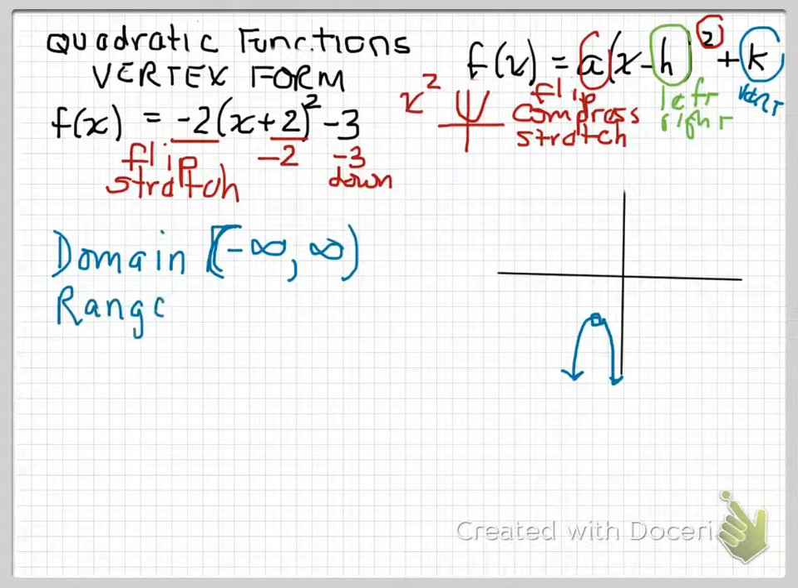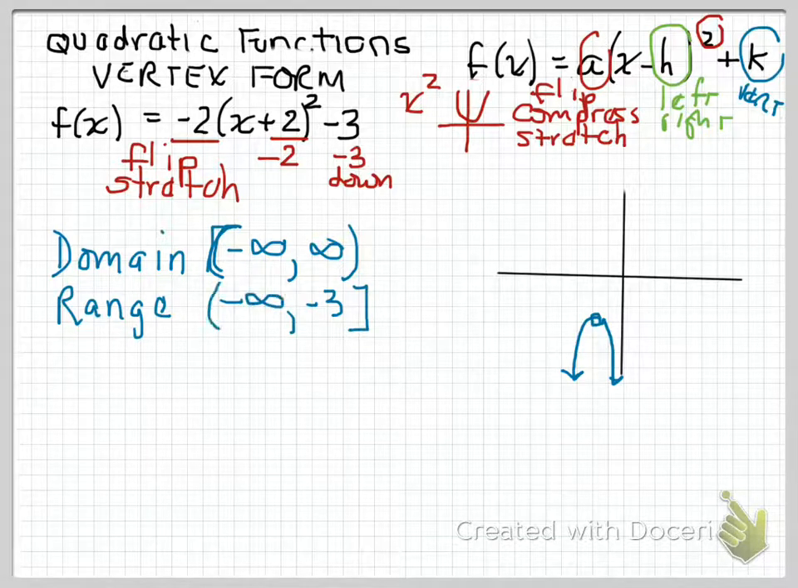Our range is all the possible outputs. So if you look at the graph, that would be all the possible y values. And we see that we don't have any part of that graph that goes above the -3. So -3 has got to be our highest value, and we go down from there. So we go down forever, -infinity.